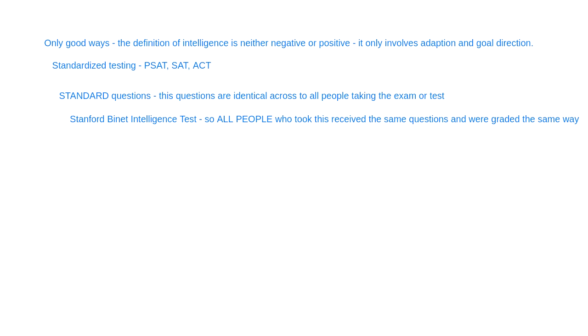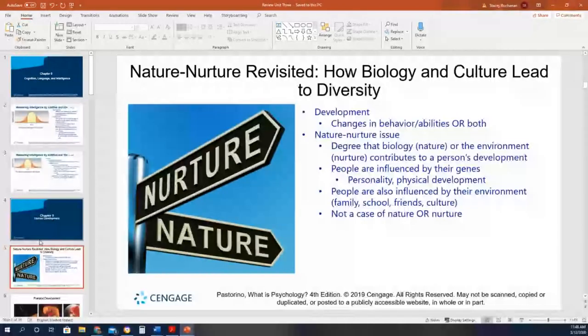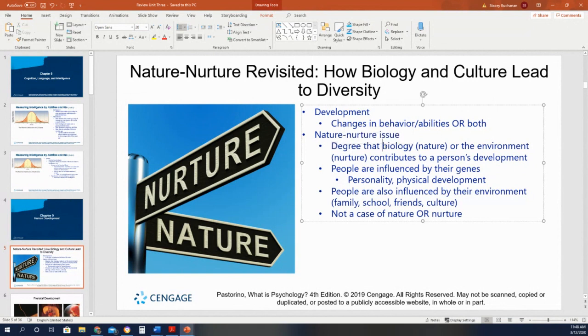Okay, let's move on to Chapter 9. With Chapter 9, our first key part that we need to discuss is the idea of nature versus nurture. As you recall, nature is the degree that biology plays in a person's development, while nurture is the degree that the environment plays into one's development. So let's think about that.